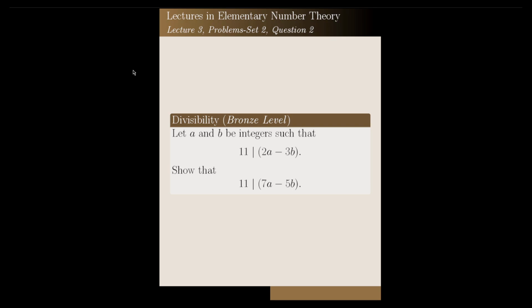Hello, in this video I'm going to solve question number 2, problem set 2, lecture 3, lectures in elementary number theory. Let a and b be integers such that 11 divides 2a minus 3b. Show that 11 divides 7a minus 5b. Pause the video at this point and give it a try.